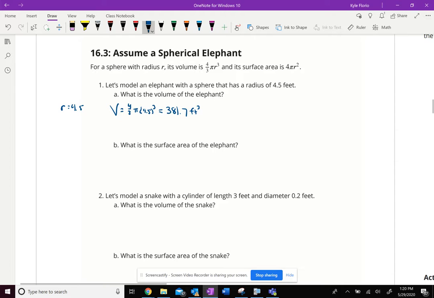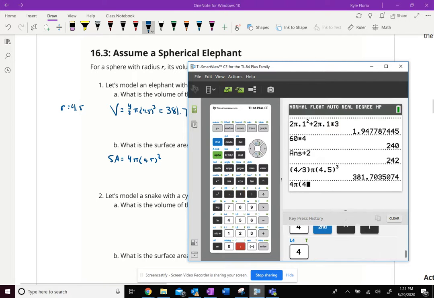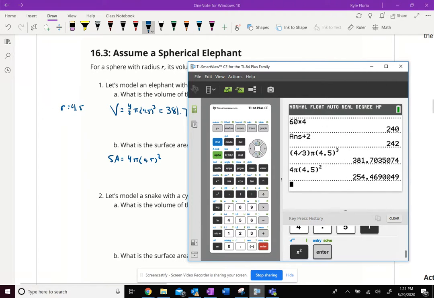The surface area of an elephant, so the surface area is 4 pi r squared. So it's going to be 4 pi, the radius is 4.5 squared. And same thing, let's just toss that in. We get 4 pi r squared, and put that in the calculator, you get about 254.5.